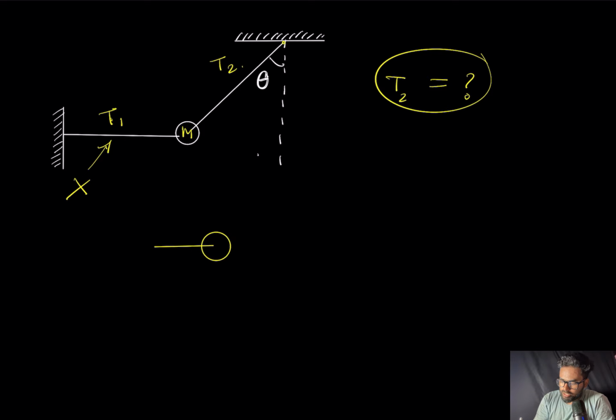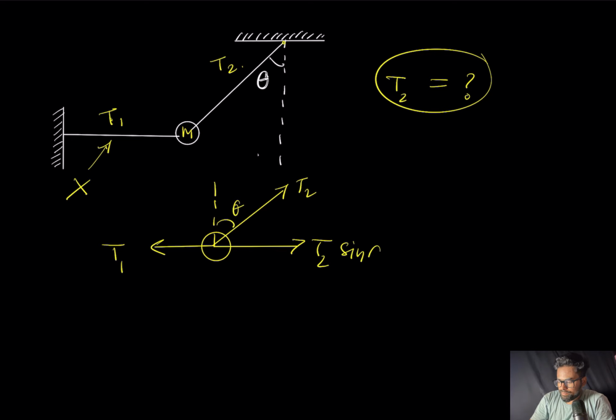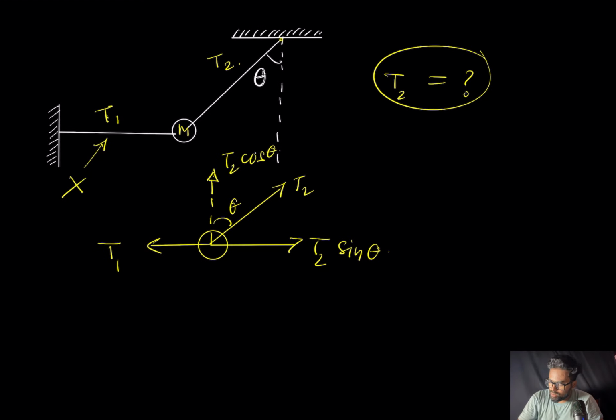So this side tension T1, this side tension T2, angle is theta. So we'll split this T2 into two components. This one would be T2 sine theta, and this one would be T2 cos theta. Okay, so downward force would be how much? Mg also. So this is the free body diagram of the given system.